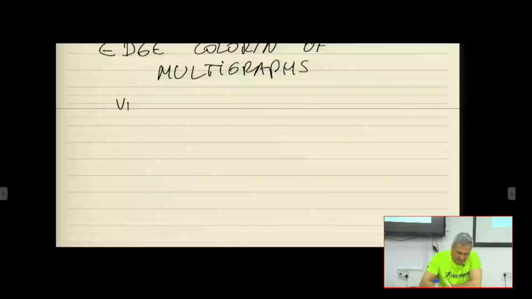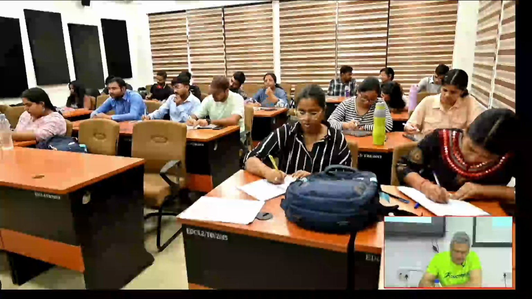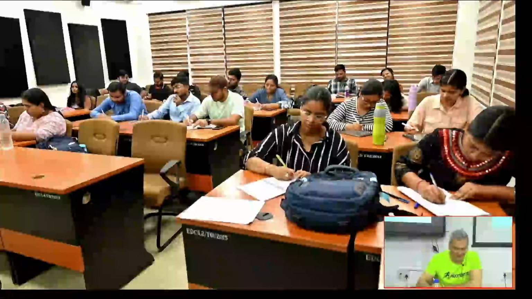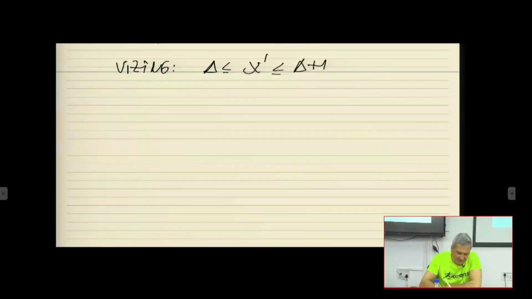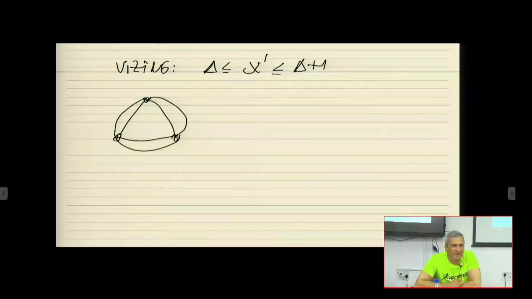Vizing says that the chromatic index is between delta and delta plus 1 for simple graphs. For multigraphs, this is not true anymore. Like if we take this graph, how many colors do we need? 6. All 6 edges must be colored differently, like color 1, 2, 3, 4, 5, 6.